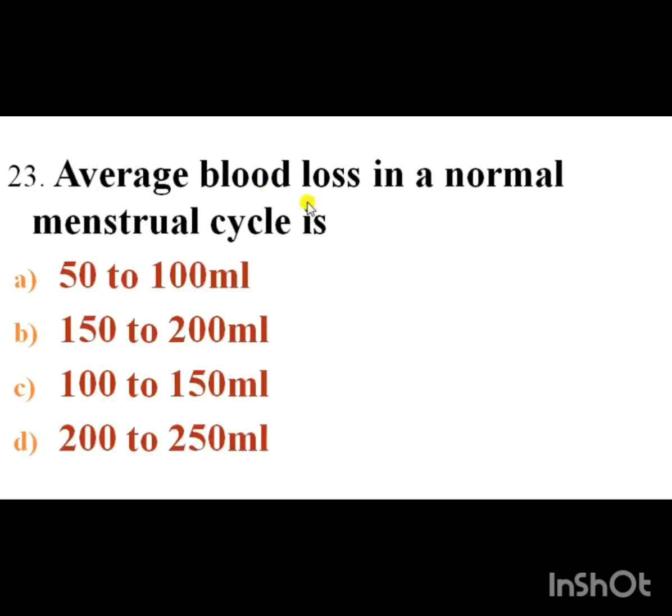Next question. Average blood loss in a normal menstrual cycle is: A. 50 to 100 ml, B. 150 to 200 ml, C. 100 to 150 ml, D. 200 to 250 ml. Answer is A, 50 to 100 ml. So average blood loss in a normal menstrual cycle is 50 to 100 ml. That is, a blood loss of 10 ml to 80 ml is considered normal.